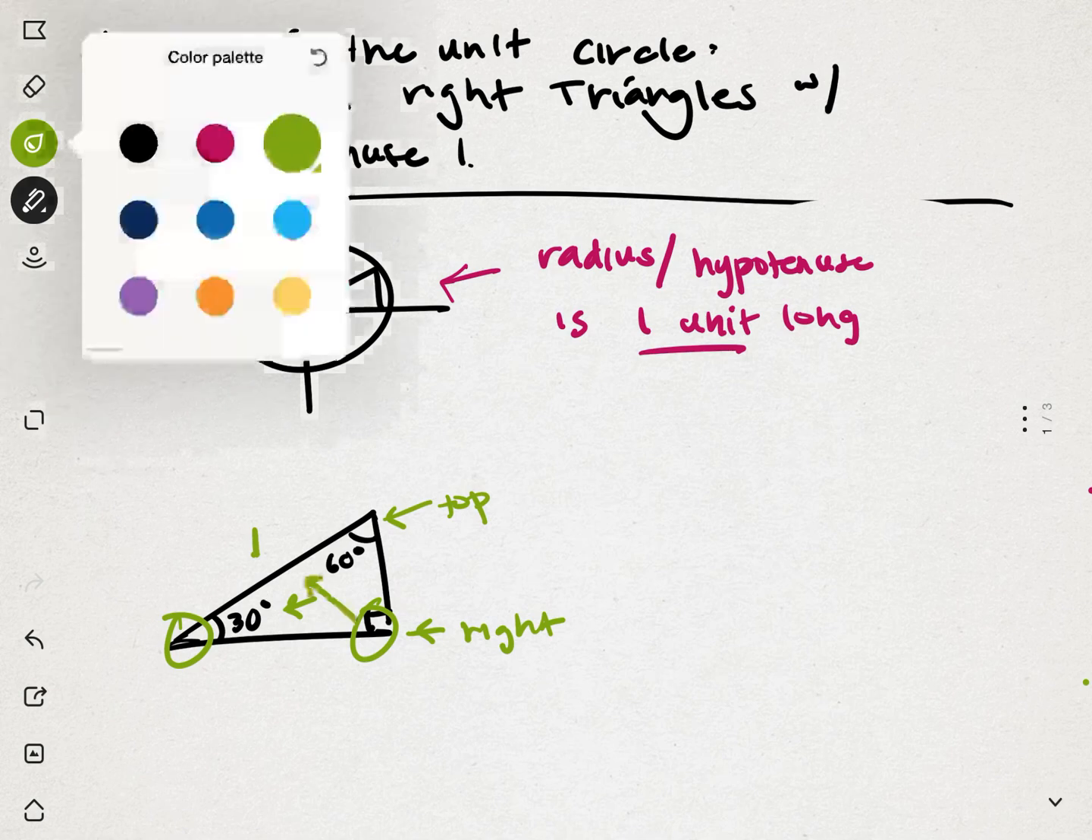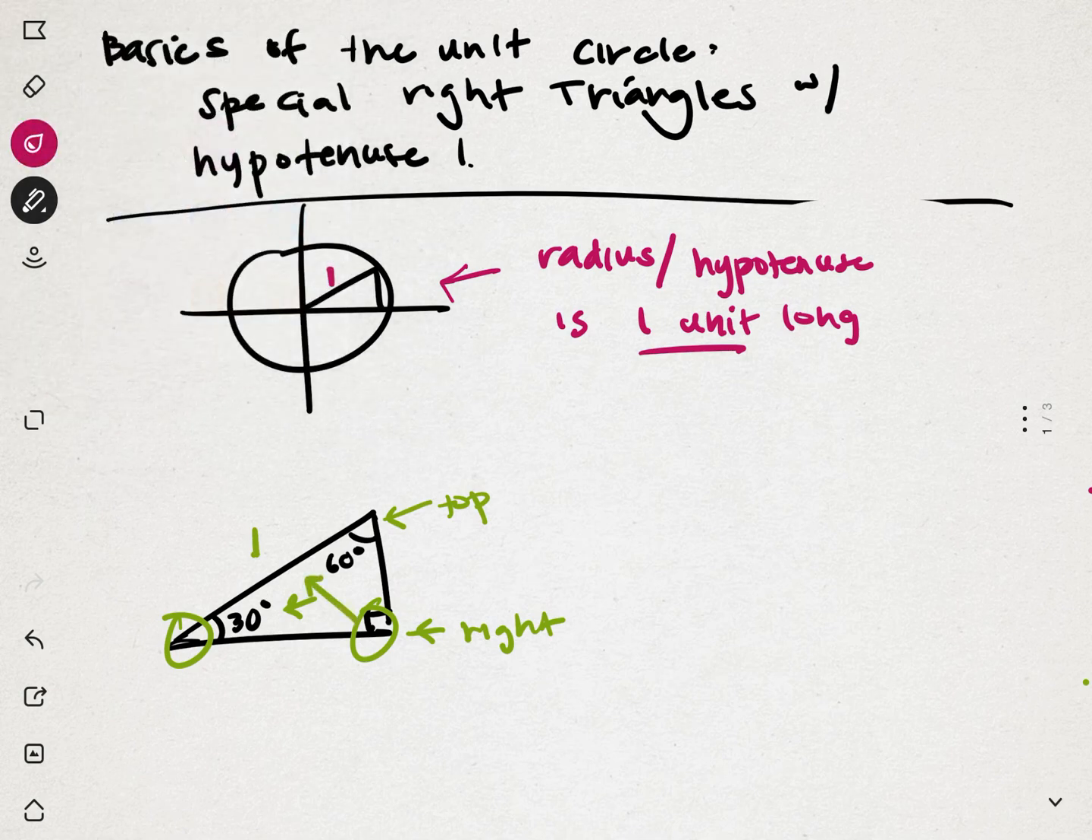All right, so let's talk about this triangle now. What we want to do is try to find out the length of each of these sides. We have this side, which would be the opposite side of the 30-degree angle here. And then we're trying to find the adjacent side, which would be the adjacent side to the angle.